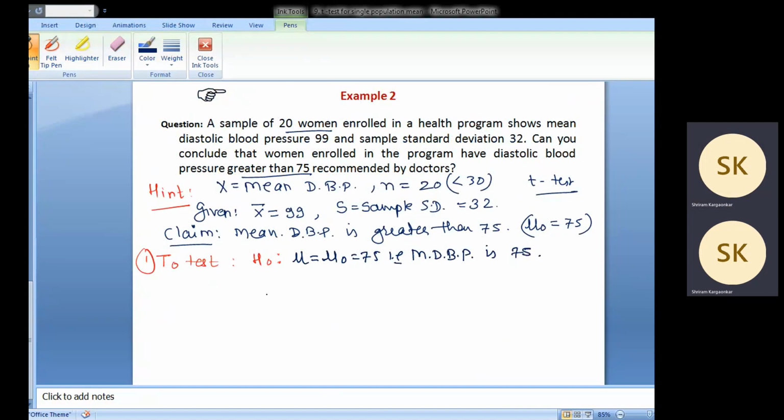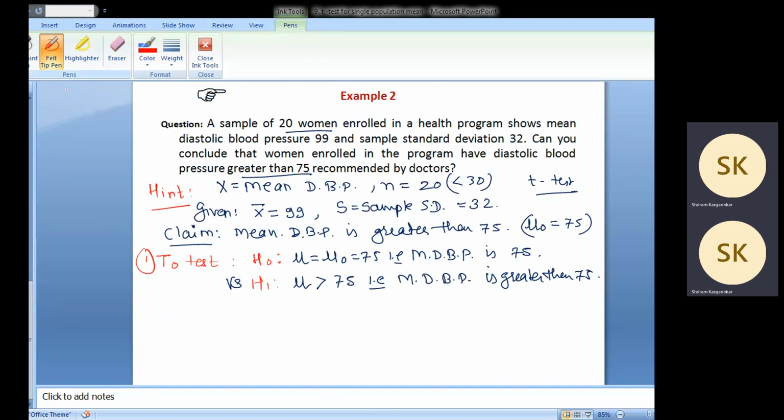And against it, what is the alternative hypothesis? It is given in the claim only: greater than 75. So you have to write that one. You have to write that only. The mean diastolic blood pressure is greater than 75. So that will come in handy when you write the conclusion.